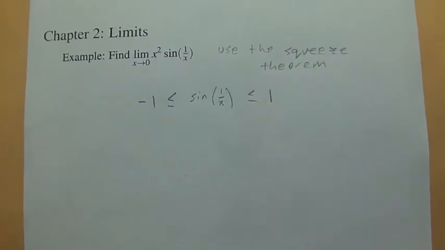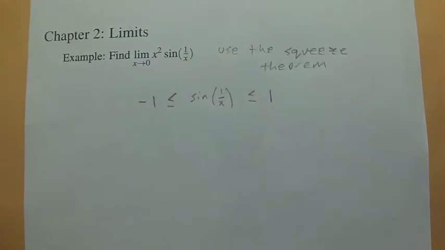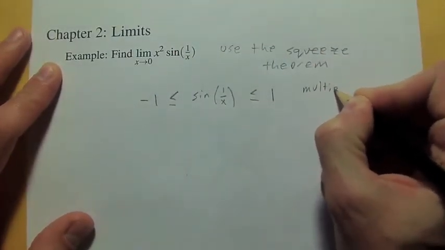Usually the squeeze theorem examples you'll see deal with trig functions, specifically sine and cosine, for example. Now, I'm looking for x squared times sine of 1 over x, so I'm going to multiply this by x squared.